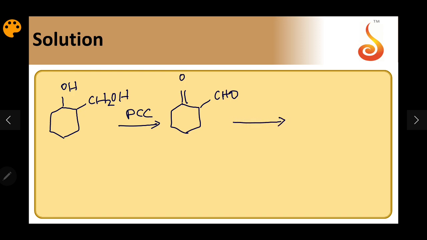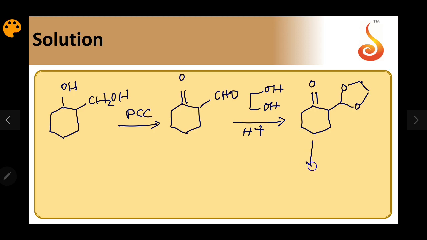Then the second step is reaction with glycol in H+, and we are using only one equivalent, so it will react with either the aldehyde or the ketone. Aldehyde is more reactive towards nucleophilic addition, so it will react with the aldehyde to form a cyclic acetal. So the ketone will remain as it is and this will become a cyclic acetal. So we have protected the aldehyde group from the reagent which is used in the next step. Now the next step is CH3MgI. So CH3MgI will now attack only the ketone. So I'll get this as the product.